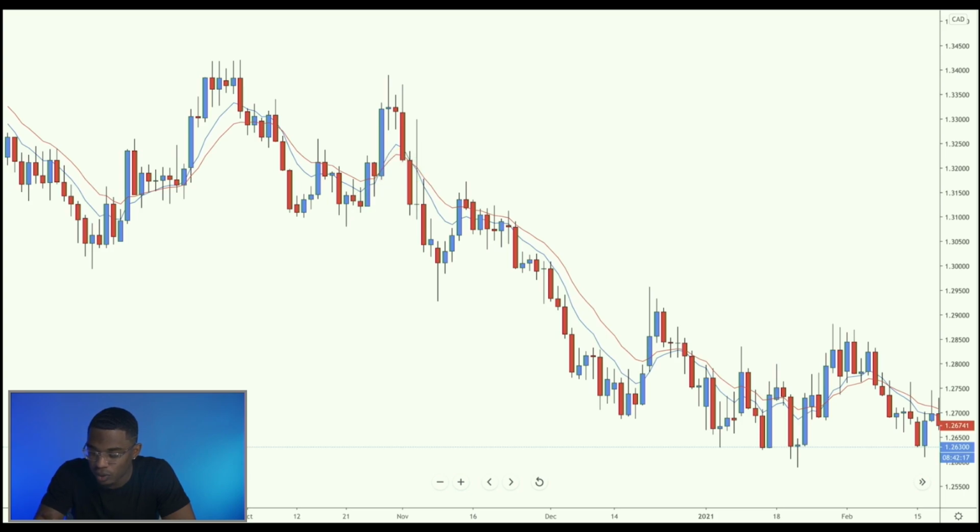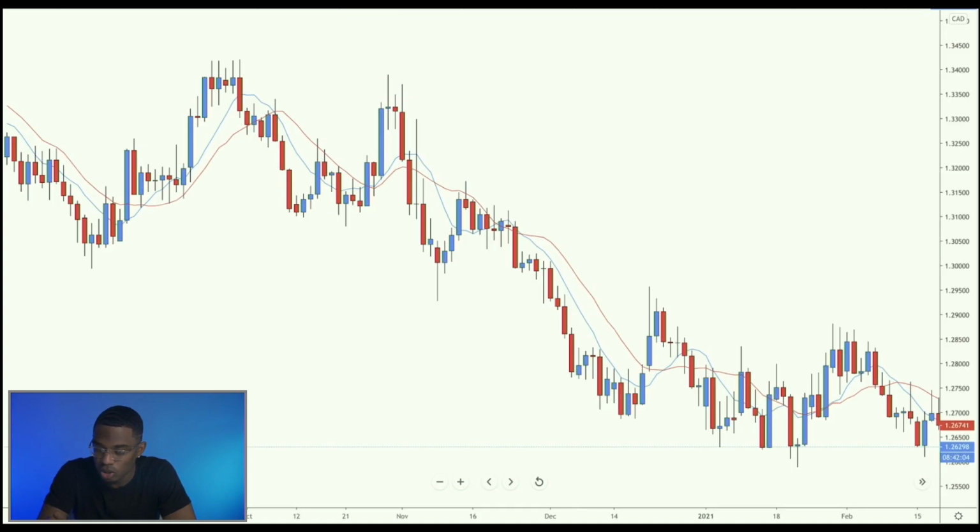Now look at that 8 and 14 SMA. Price crosses over right here. That is a big difference, right? For the EMA, price crosses over right around here, if you look at my cursor. Whereas the SMA is crossing over right here. The red is crossing over the blue, and price already dropped. The blue is still over the red, and price already dropped from 1.34 to 1.29.